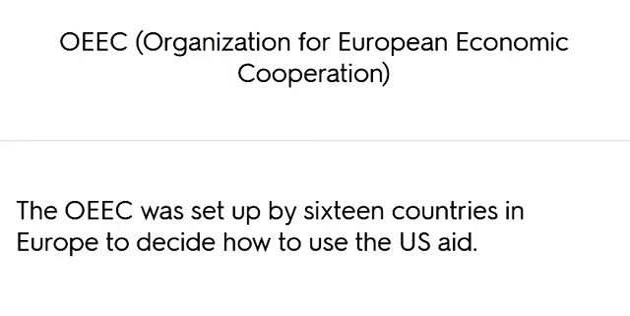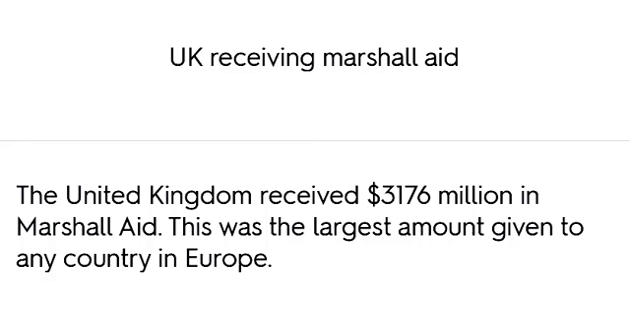Increased tensions because Stalin accused the USA of using the plan for their own interests, which was to boost their own economy. OEEC. The OEEC was set up by 16 countries in Europe to decide how to use the US aid. UK receiving Marshall Aid. The United Kingdom received $3,176 million in Marshall Aid. This was the largest amount given to any country in Europe.